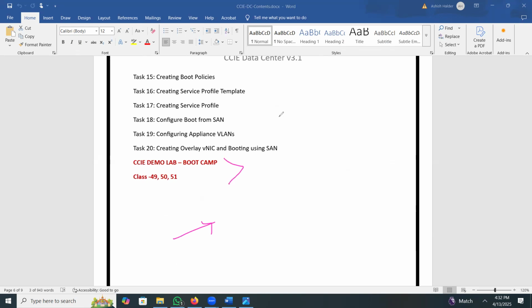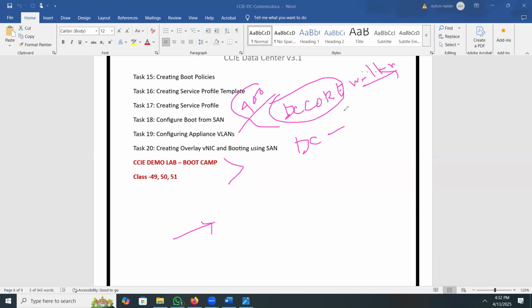Basically, on CCIE you have to pass 2 exams. One is DC core, which is fully theoretical, and then the DC lab exam. For DC core, you need about $400. This is called the written exam. 400 USD is the exam cost. And for DC lab, this is an 8-hour lab.